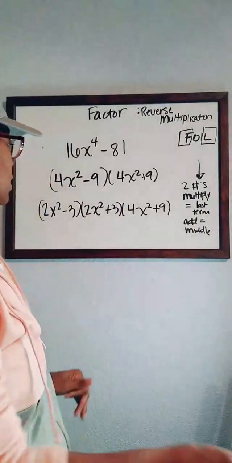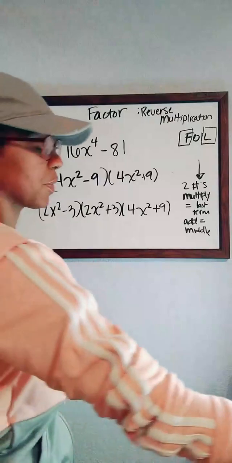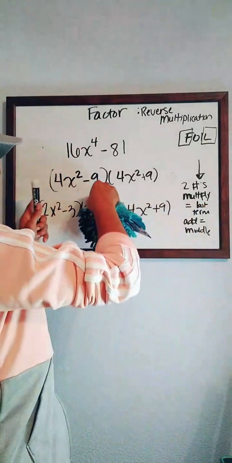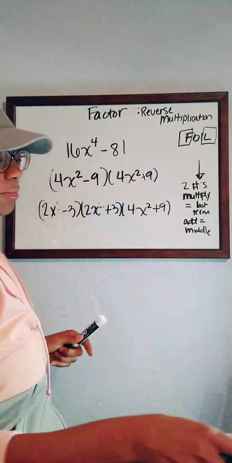Oh yeah, 2x, my bad. Thank you. So since I took out the x squared, it'll just be 2x and 2x.